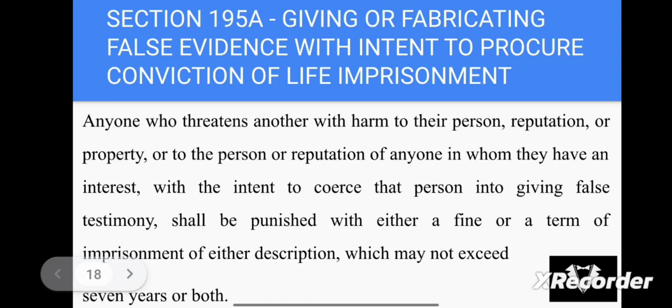Section 195A. Giving or fabricating false evidence with intent to procure conviction of life imprisonment. Anyone who threatens another with harm to their person, reputation, or property, or to the person or reputation of anyone in whom they have an interest, with the intent to coerce that person into giving false testimony, shall be punished with either a fine or a term of imprisonment of either description which may not exceed 7 years or both.